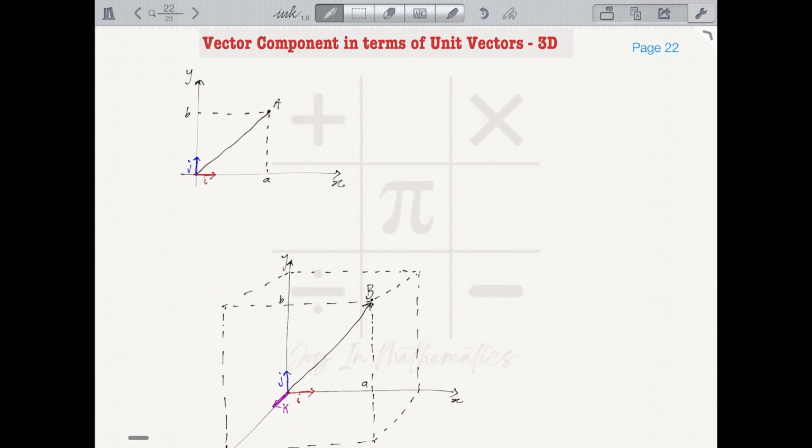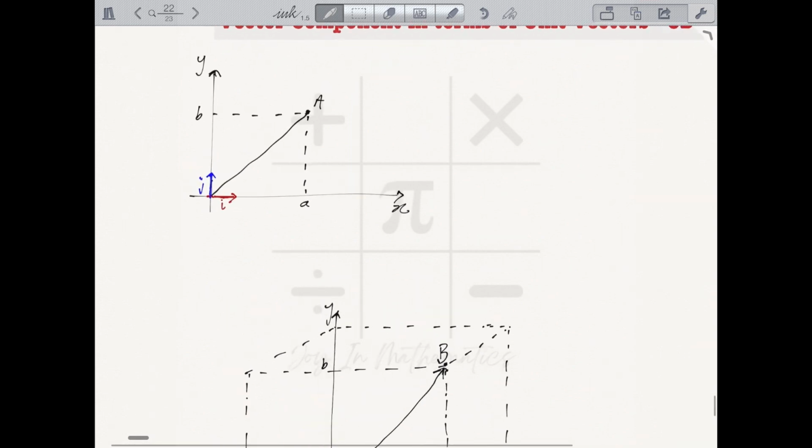Now, in our previous video, we dealt with vector components and unit vectors in 2D. We can see that the position vector OA has two components, A on the x-axis and B on the y-axis. When we rewrite this in terms of unit vectors, OA is equal to Ai plus Bj.